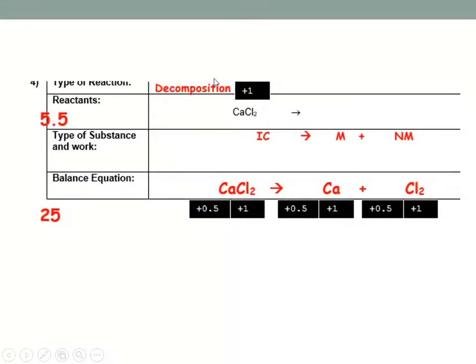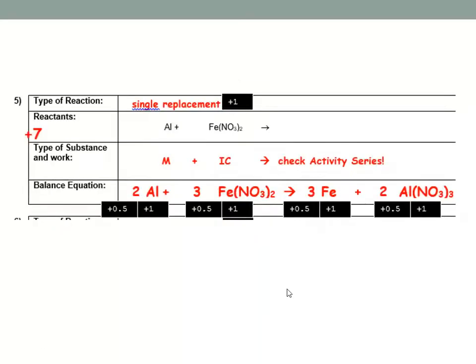For 4, that's decomposition of an ionic compound. It's going to separate into metal plus nonmetal. Remember, anytime you have a nonmetal completely by itself, you should ask yourself, is it a diatomic? In this case, it is. So you should have CaCl2 arrow, Ca plus Cl2. All coefficients are 1 and in lowest terms.